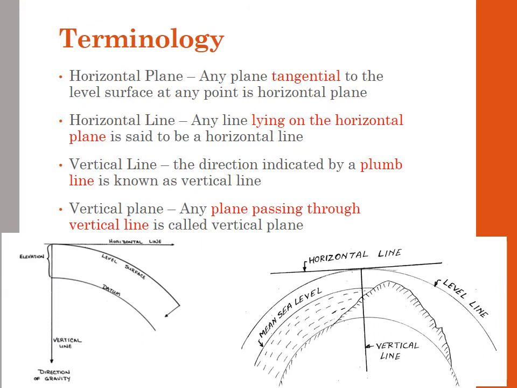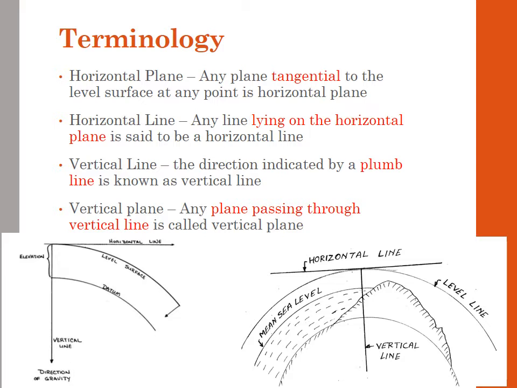So the next one is the horizontal plane. In the previous slide we have seen a level surface. Now the horizontal plane is the plane which is tangential to the level surface, and the line lying on the horizontal plane is the horizontal line. It is shown in the image on your right hand side, the horizontal line and the level surface, both are tangential.